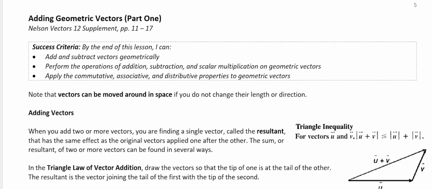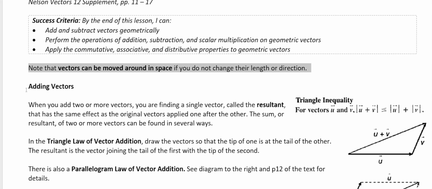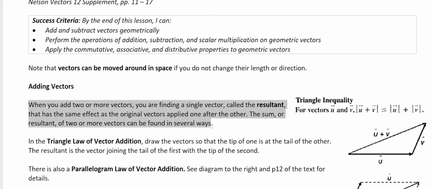In this video, we're going to be adding geometric vectors, and we're just going to start with an introduction. Note that vectors can be moved around in space if you do not change their length or direction. So, adding vectors. When you add two or more vectors, you are finding a single vector called the resultant that has the same effect as the original vectors applied one after the other.